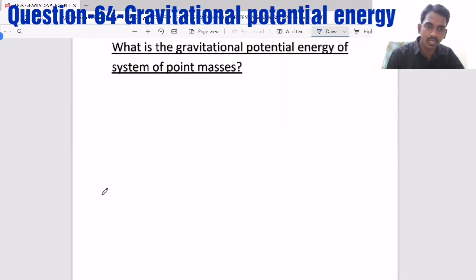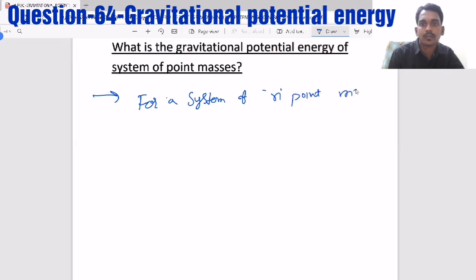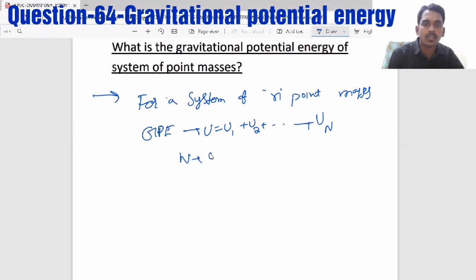Now, the question may come when there are more masses, like a system of n point masses. For a system of n point masses, the gravitational potential energy is U1 plus U2 plus so on up to Un. N combinations will come. So what are those combinations? The number of combinations is n into n minus 1 by 2.